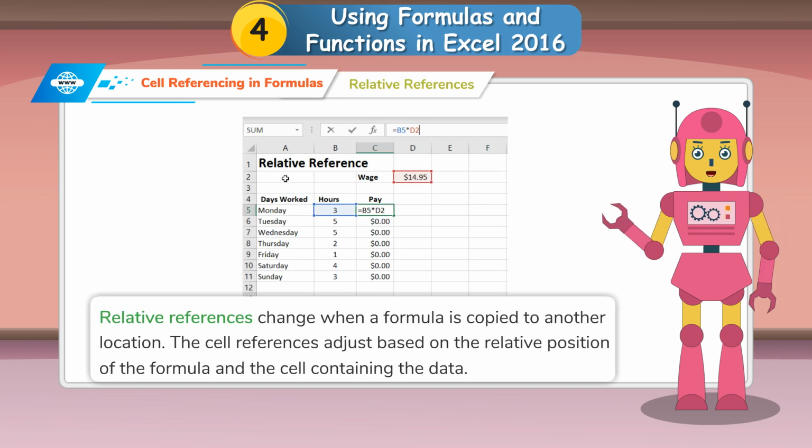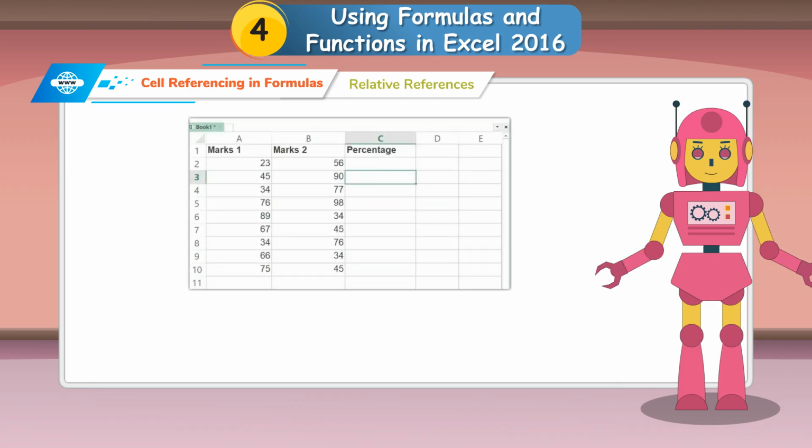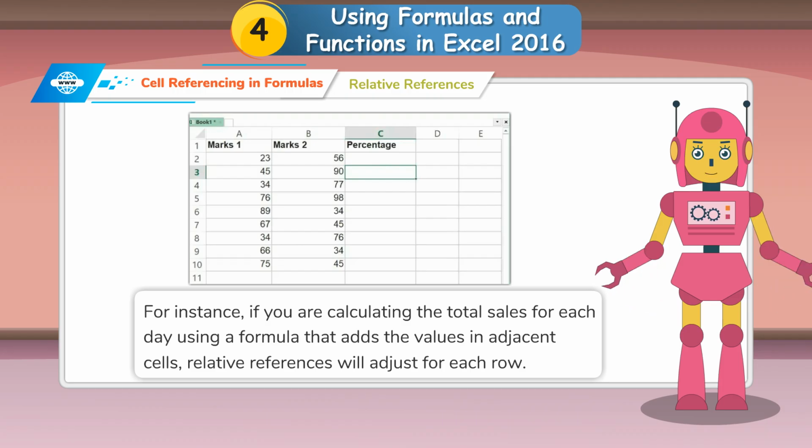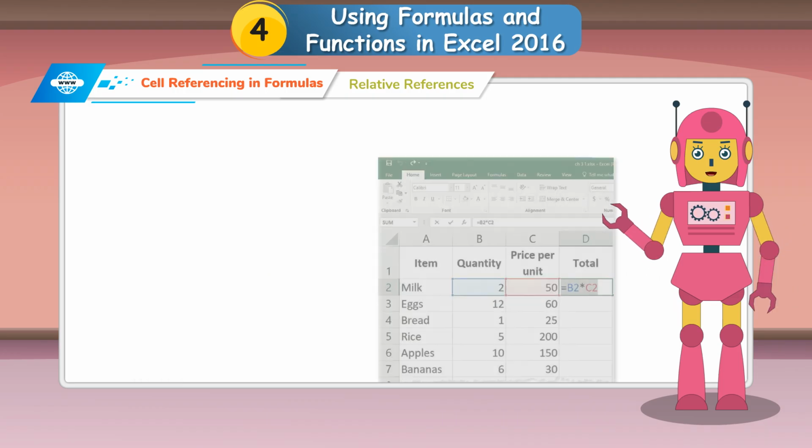Relative references change when a formula is copied to another location. The cell references adjust based on the relative position of the formula and the cell containing the data. Relative references are useful when you want to perform the same calculation across multiple rows or columns. For instance, if you are calculating the total sales for each day using a formula that adds the values in adjacent cells, relative references will adjust for each row.